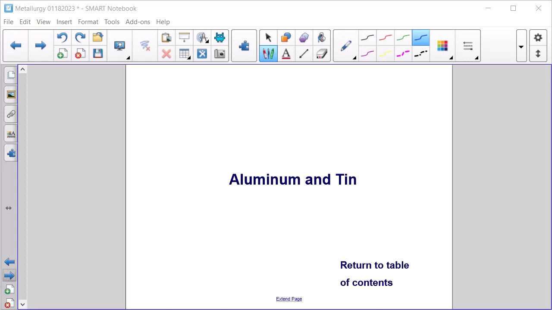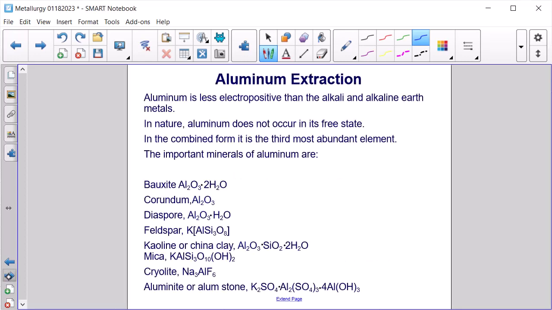Aluminum and tin. Aluminum extraction. Aluminum is less electropositive than the alkali and alkaline earth metals. In nature, aluminum does not occur in its free state. In the combined form, it is the third most abundant element.